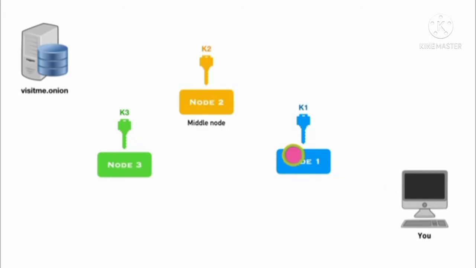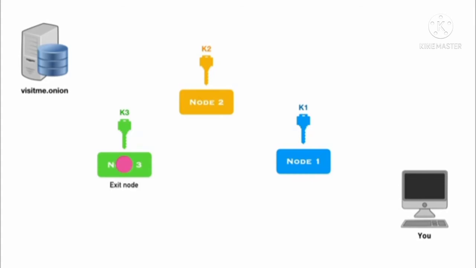However, once node 1 forwards the request to node 2, after decrypting one layer, node 2 has no idea who the real sender of this request is, because it is receiving this request from node 1, who is not the real sender. It also cannot read your request, because your request is still encrypted. So both confidentiality and encryption are preserved here at node 2. We call node 2 the middle node.